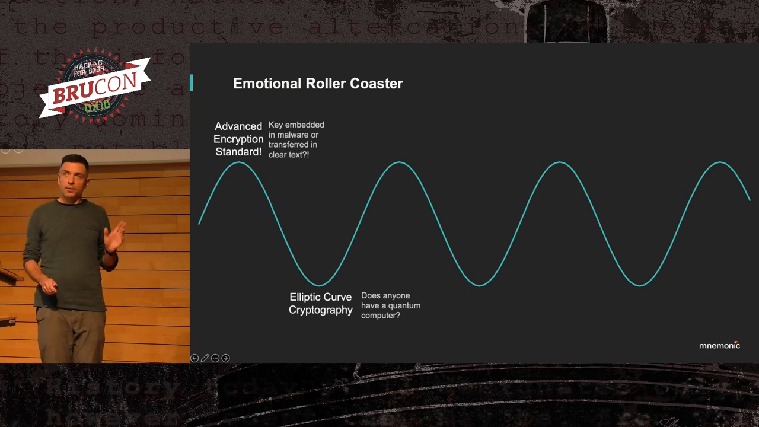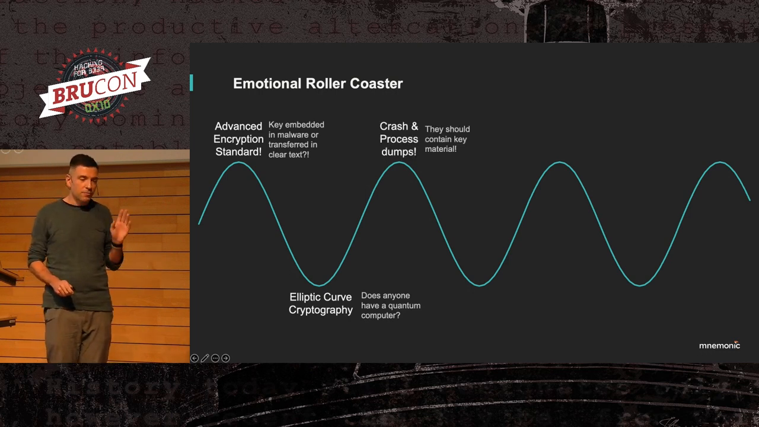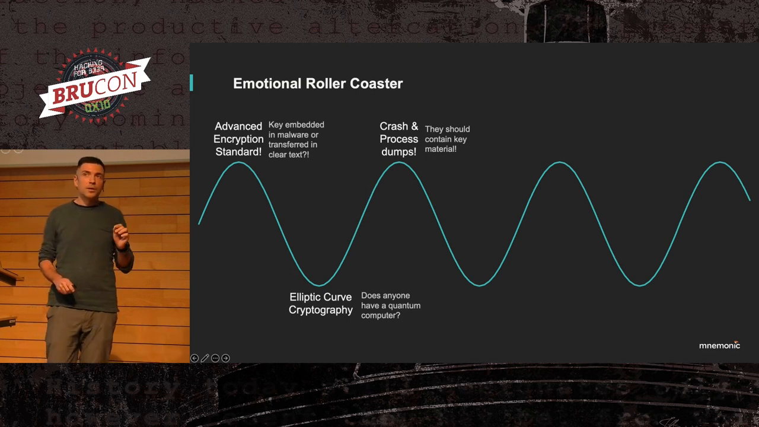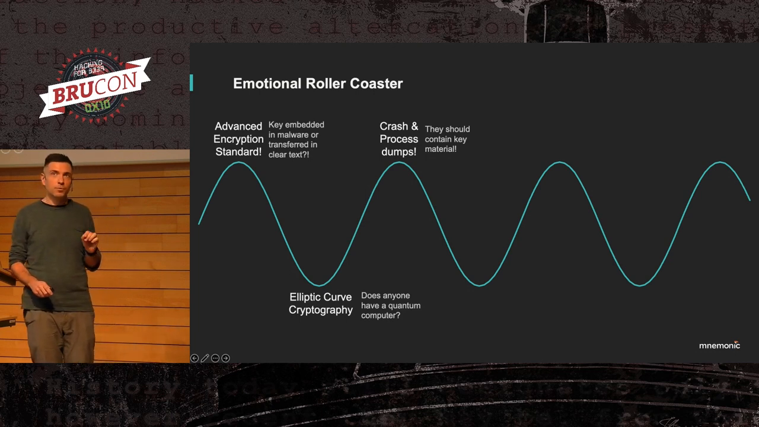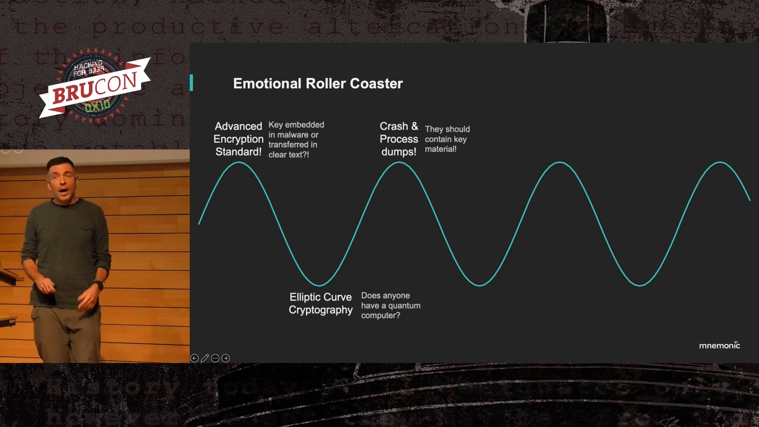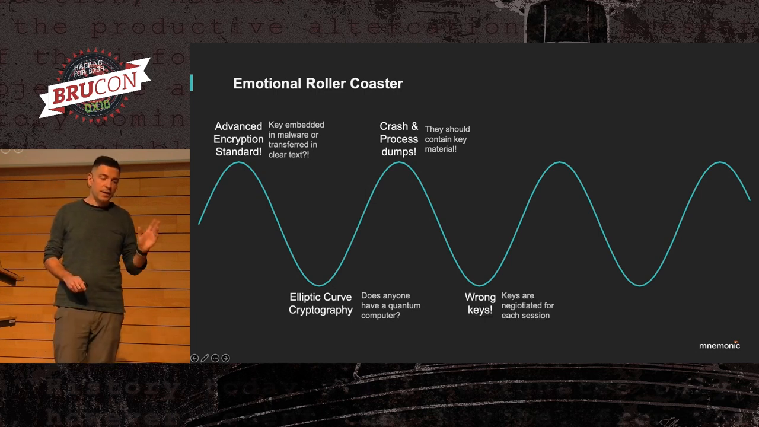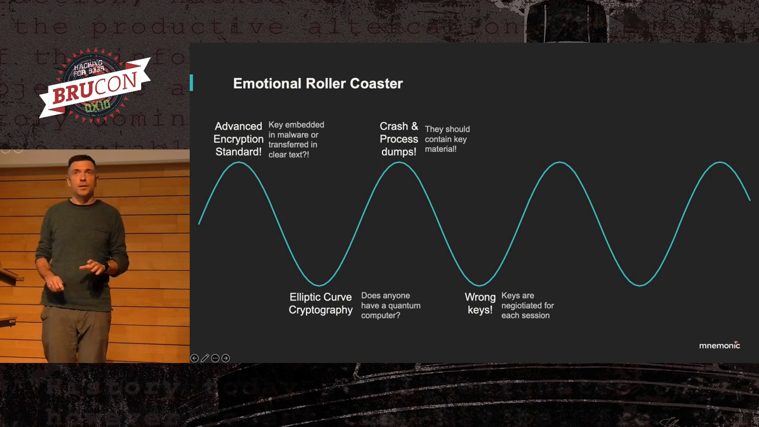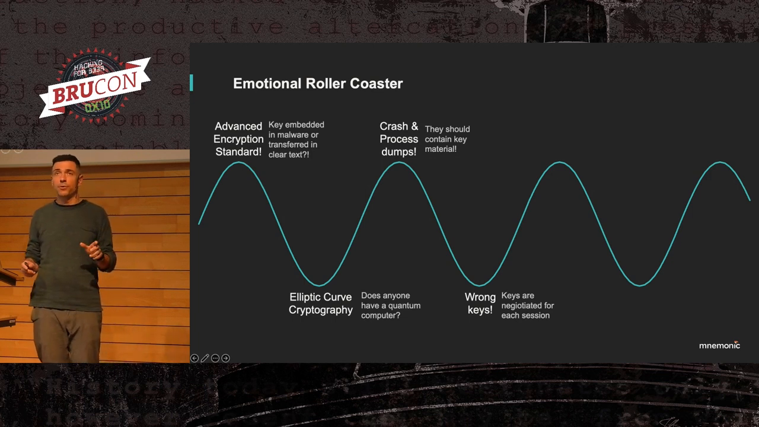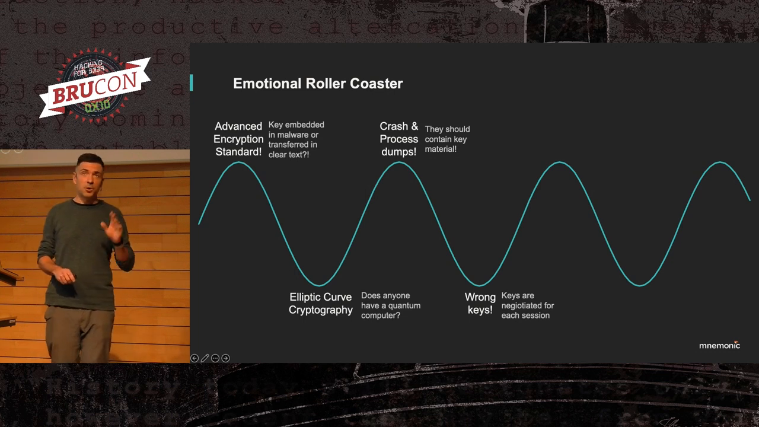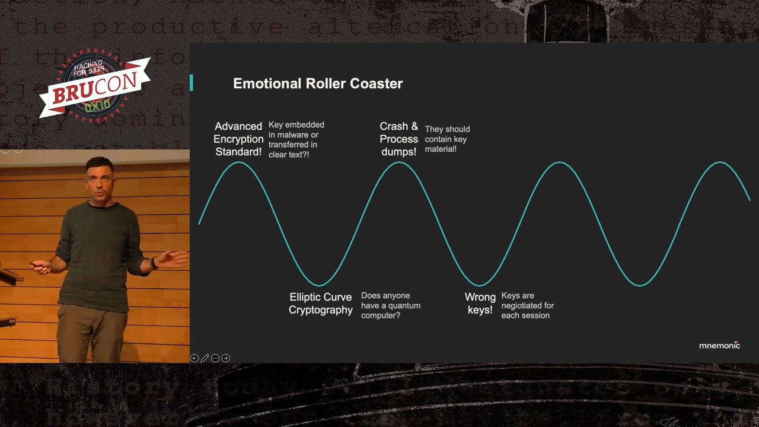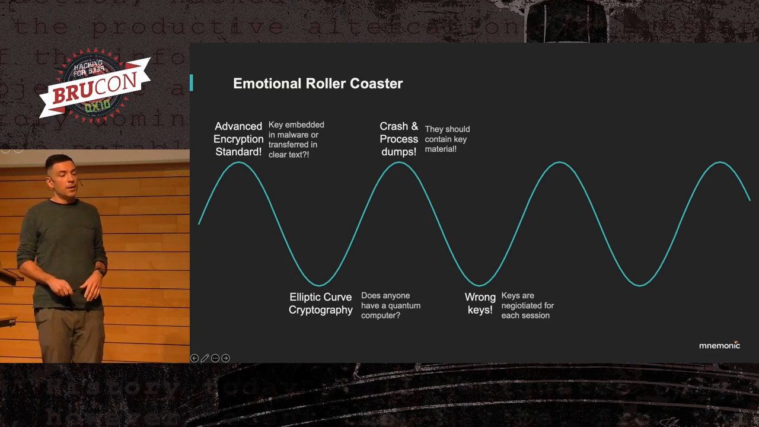That was until we thought about it a second and figured out that, wait, we have a few crash and process dumps. They should probably contain key material, which can enable us to decrypt the traffic, right? However, that was until we found out that we had the wrong keys. It turns out that the malware negotiates keys for each session. So even though we had some data and some keys, they didn't match up and we weren't able to use it.